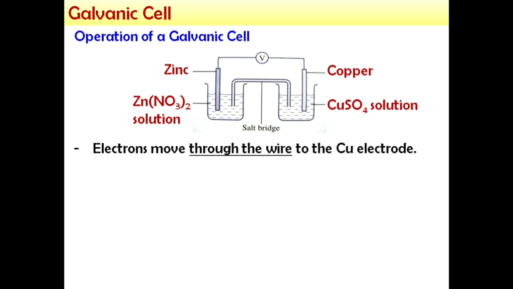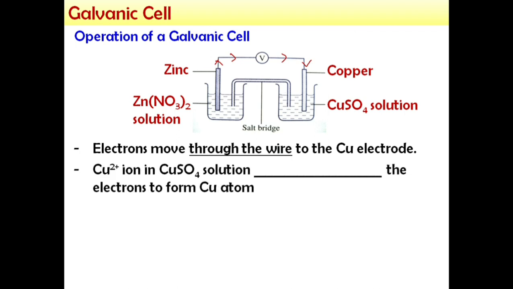So zinc will release electron, so this electron will move through the wire to the copper electrode. Siapa yang akan terima elektron ini? Cu2+ ion in this electrolyte solution. So dalam ni ada Cu2+ ion, it will accept the electron and produce copper solid.